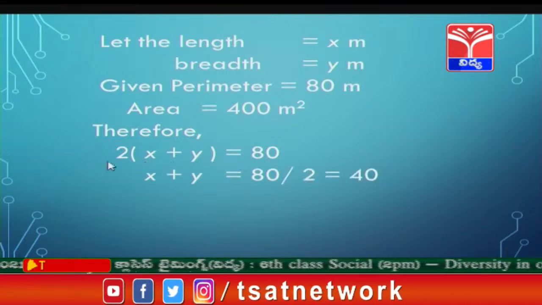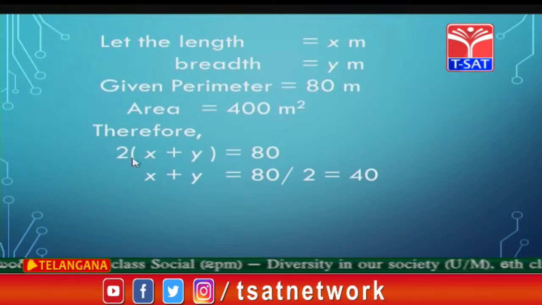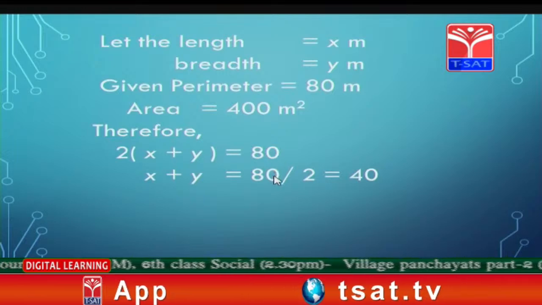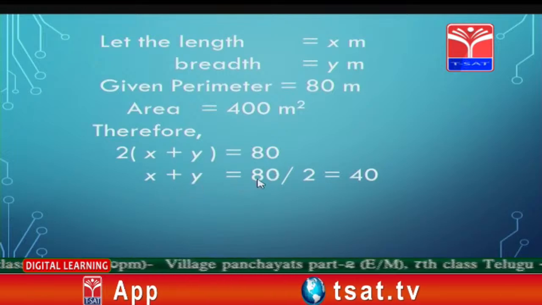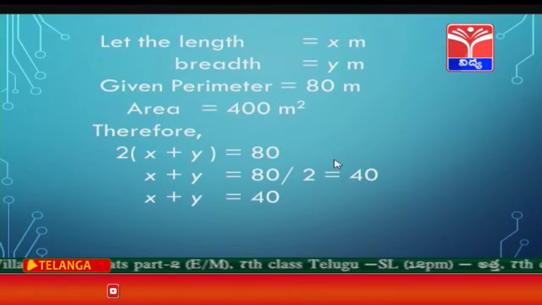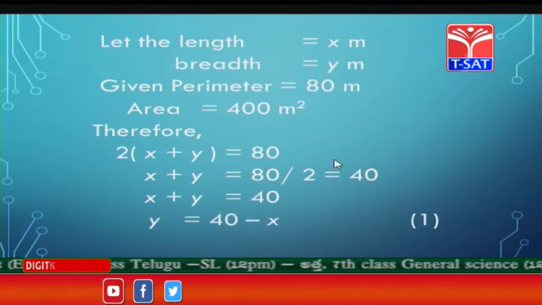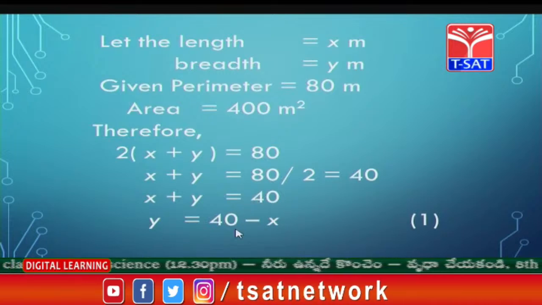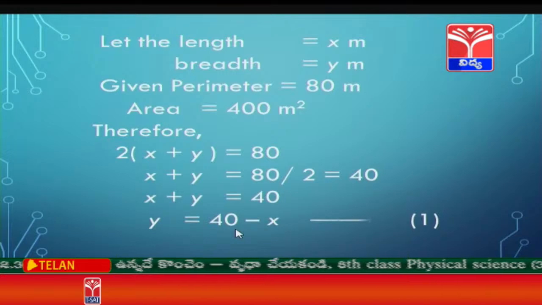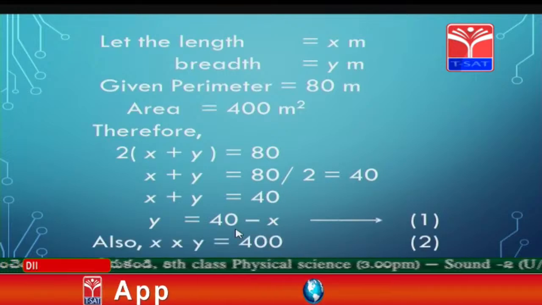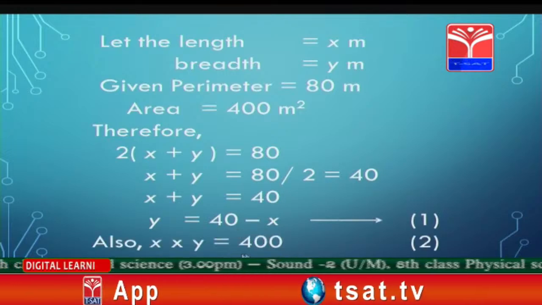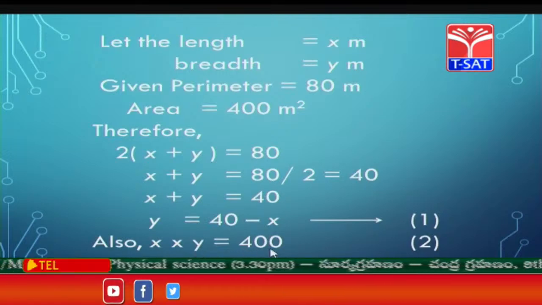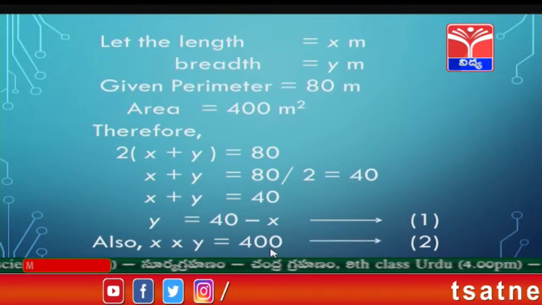When I transpose this 2, which is multiplied onto the left hand side, to the other side, it divides the 80 which is on the right hand side. So, I get x plus y value as 80 by 2, which is 40. I am transposing this x to the other side and considering this equation y is equal to 40 minus x as 1. Also, it is given to us as area is equal to 400, which means x into y should be equal to 400. I consider this equation as 2.